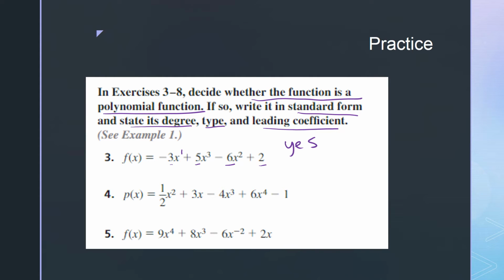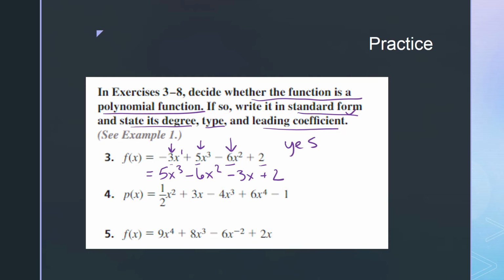Now it says write it in standard form. Standard form means the largest needs to go first. So this one would be the first one. And then we'd go descending order from there. So my negative 6x squared, notice how my signs for the coefficients stay the same. And then this one would be minus 3x and then plus 2. So that takes care of my standard form for that question.